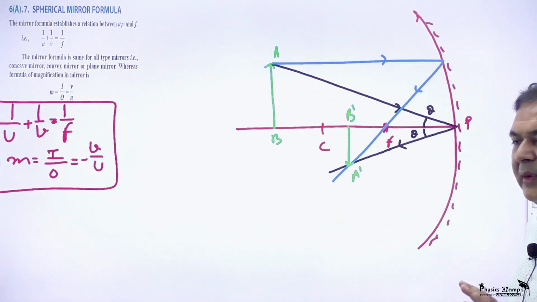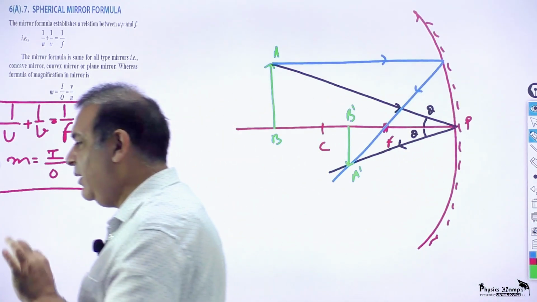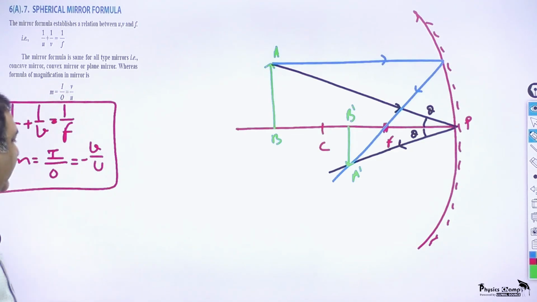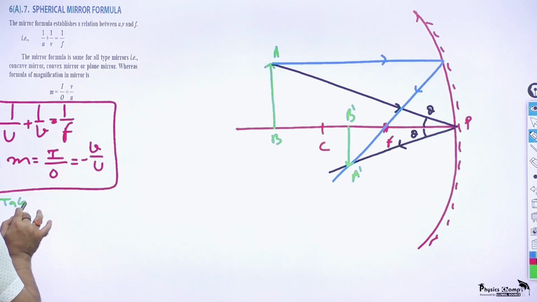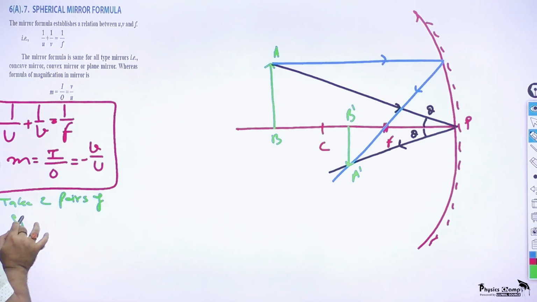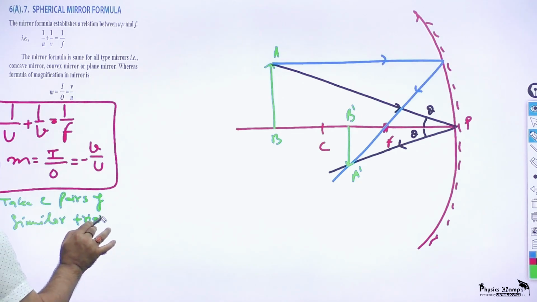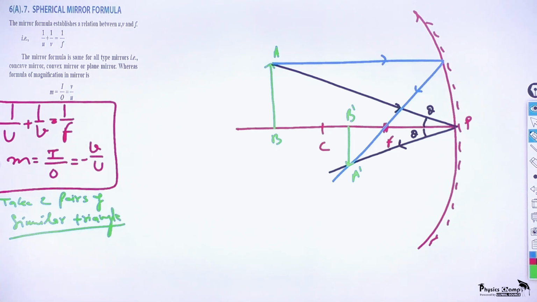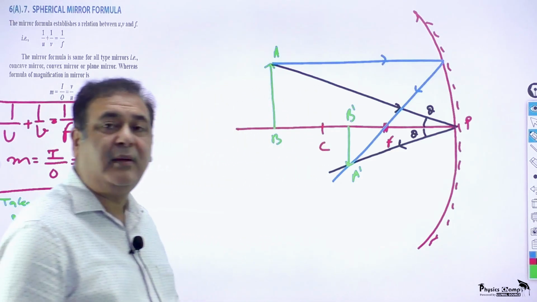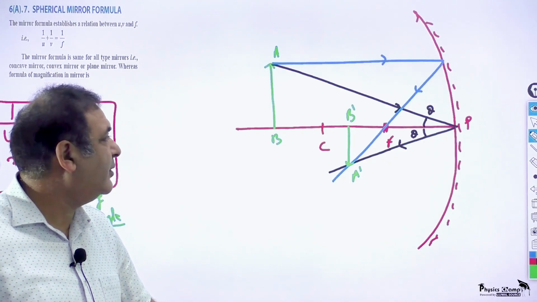Now, in order to prove the mirror formula, one key line, I will say one key line, whether it is lens formula or mirror formula, this key line you remember, and that is take two pairs of similar triangle. So you take here two pairs of similar triangle. Now see, where are the similar triangles? Can we see two pairs of similar triangle here?